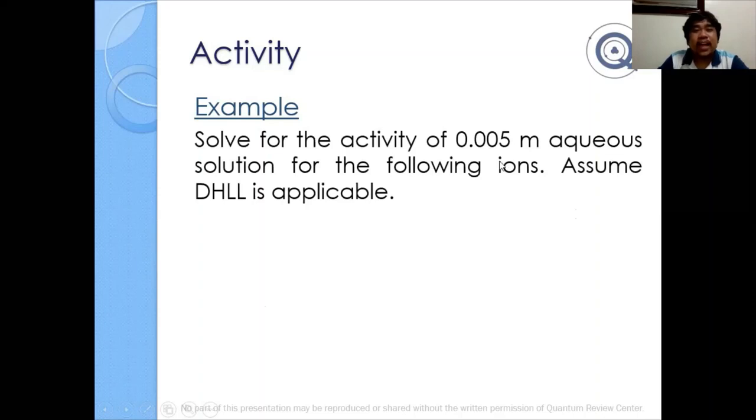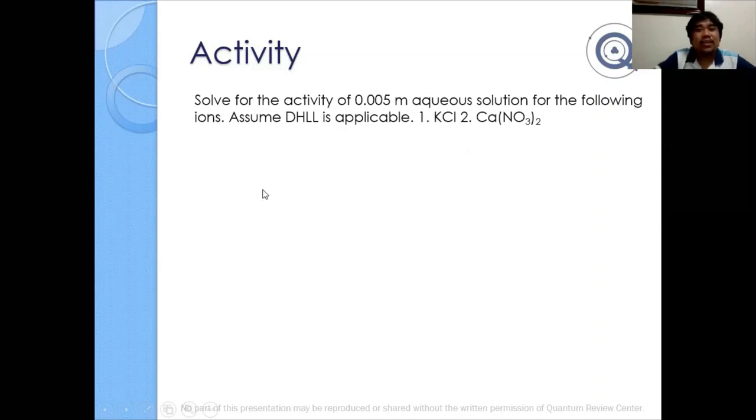Okay? So, solve for the activity of 0.005 molar aqueous solution of the following ions. So, assume DHLL is applicable. Okay, so first, KCl and calcium nitrate. Okay, so doon muna tayo sa KCl. So, first, of course, madali muna: K plus, Cl minus. Okay? So, activity na yung kinukuha natin.